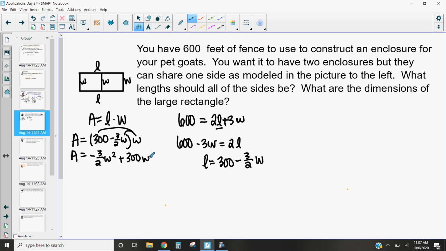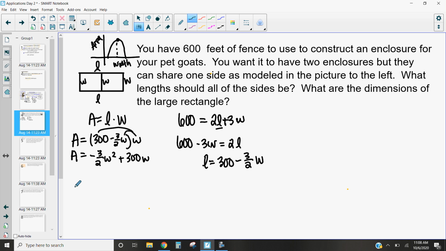Now we could graph that, and this negative shows us that the graph of it is going to look like this. And we want to optimize it. So when we graph it, it looks like this, and it's looking at the relationship of our area to our width. So I want to know right here, to get the maximum area, what does my width need to be? Well, my width, remember, is going to be our axis of symmetry, or our x value. So how could I find that axis of symmetry?